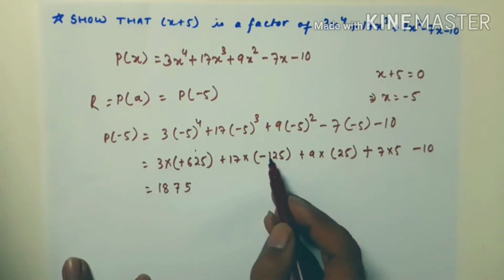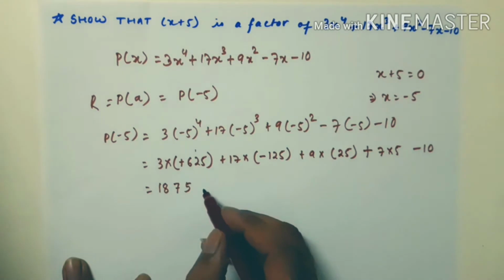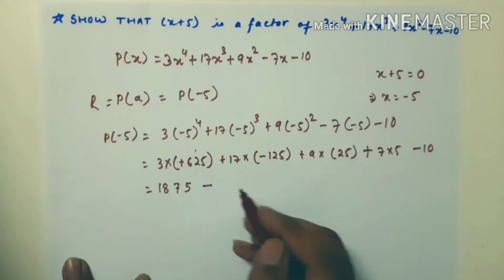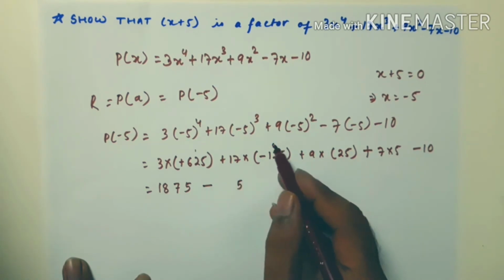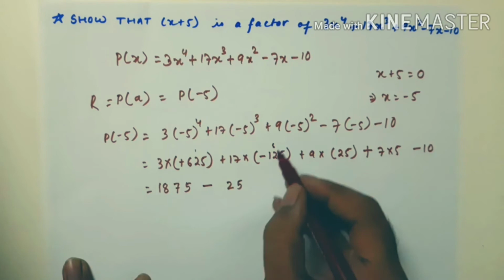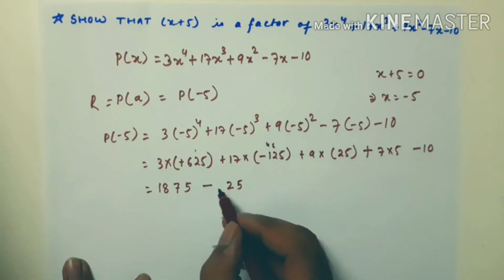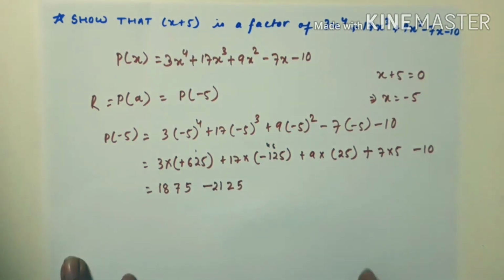18. So 17 into -125 we have to do. So plus into minus is minus. Then 17 fives are 85. Then 8, 17 twos are 34, plus 8, 42. 17 ones are 17, plus 4, 21.